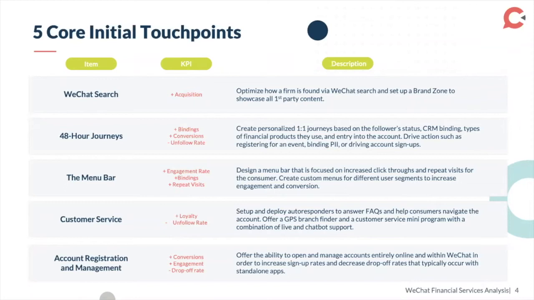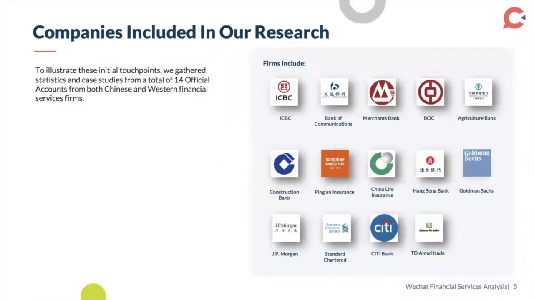At Chatly, we have determined 5 core initial touch points, which are WeChat search, 48 hours journeys, the menu bar, customer service, account registration, and management. So I will go through each of them and explain what they are, what are the best use cases we have seen, and how you can use these initial touch points to meet your KPIs. Just before we start, I want to share that the information we are sharing today comes from original research, looking at leading Chinese firms as well as several Western firms.